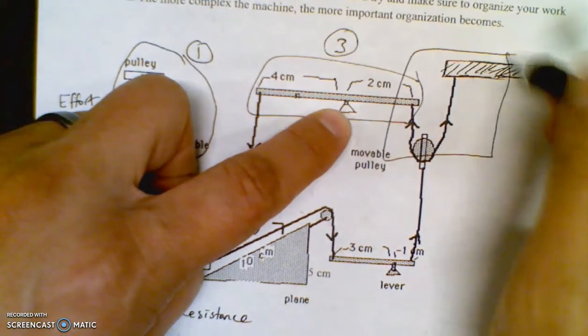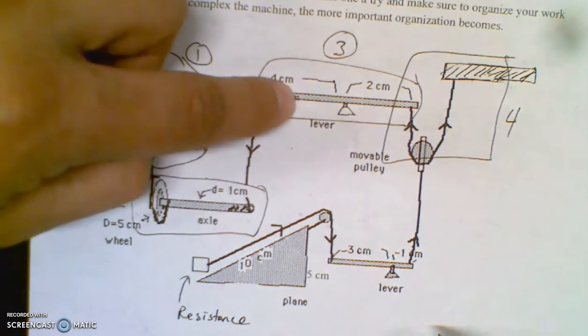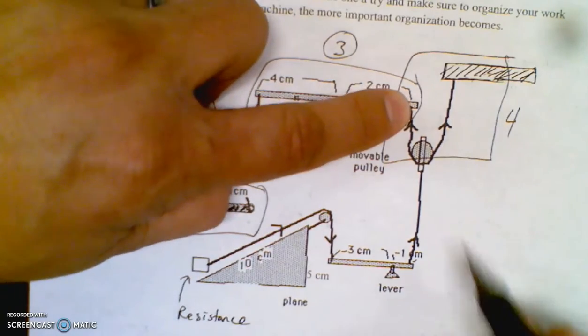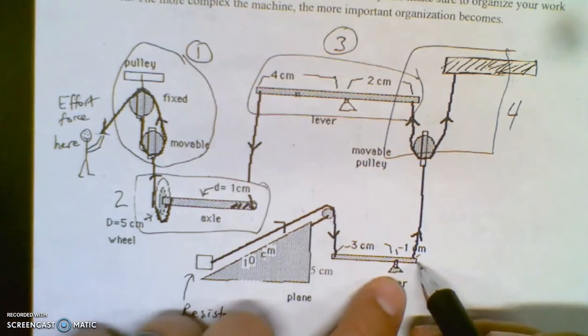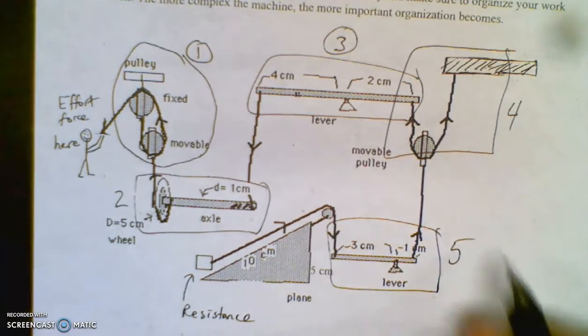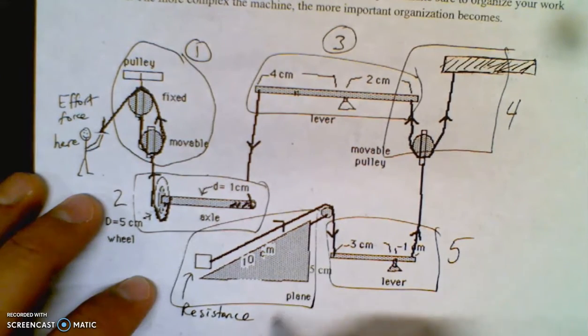Then we have another pulley. That's my fourth machine. So when this pulls down, the first class lever, that pulls up, which lifts this pulley up. And it pulls another lever. That would be my fifth machine. It's another first class lever. And then my last machine is an inclined plane.